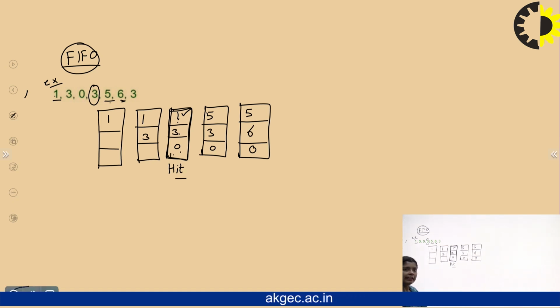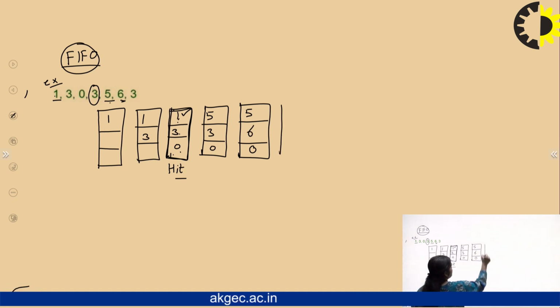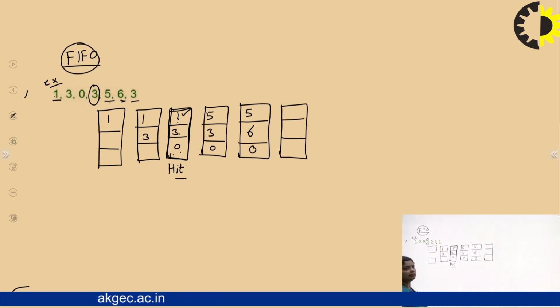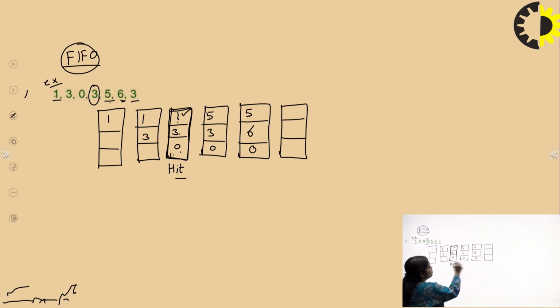Simple. Next is the 3. The 3 value is not in memory. Now there are 5, 6, 0. Here 5 has recently come, and 6 has just come. The 0 is here, so 0 can be replaced by the 3 value. That is 5, 6 and 3.